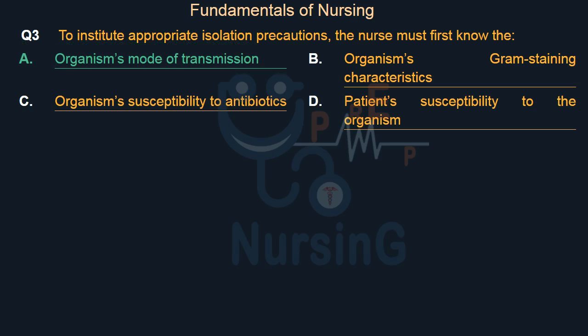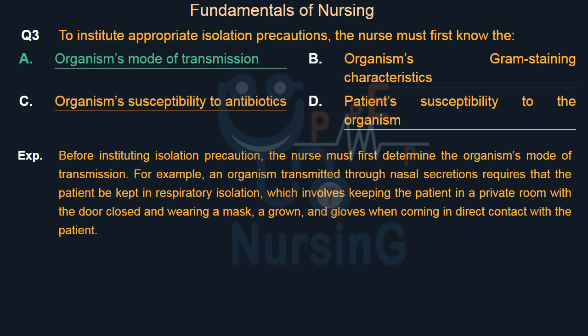Organism's mode of transmission. Before instituting isolation precautions, the nurse must first determine the organism's mode of transmission. For example, an organism transmitted through nasal secretions requires that the patient be kept in respiratory isolation, which involves keeping the patient in a private room with the door closed and wearing a mask, a gown, and gloves when coming in direct contact with the patient.